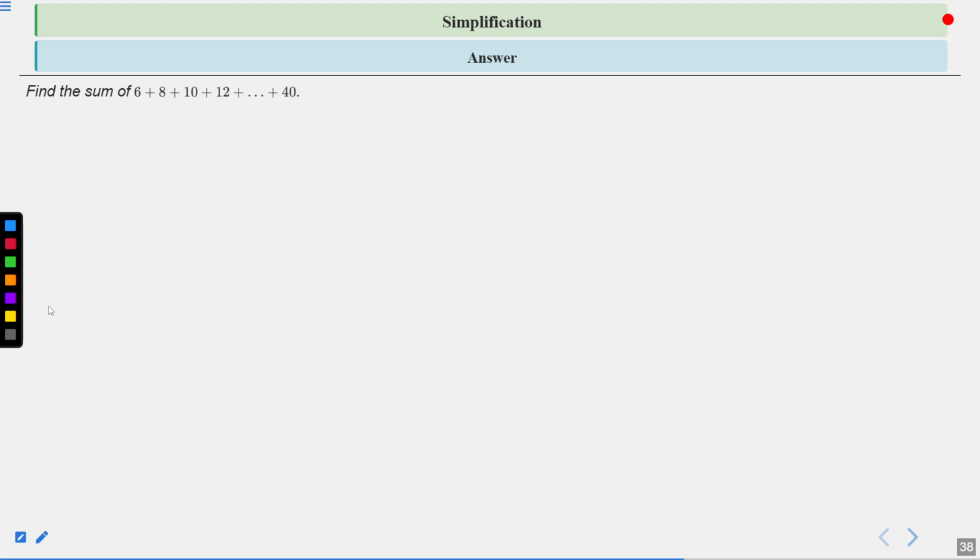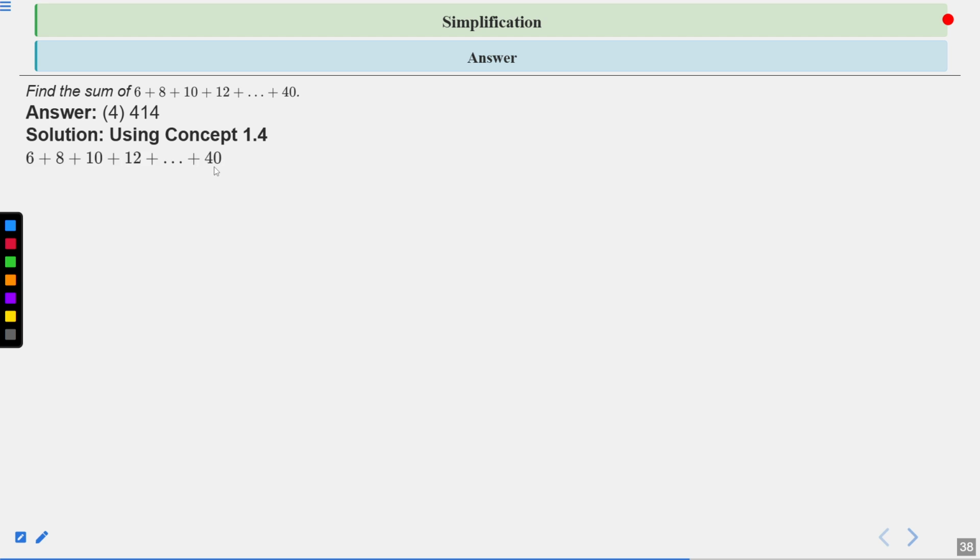So this is an arithmetic series, 6 plus 8 plus 10 plus 12 up to 40, because the difference between them is constant, which is 2. So we can simplify it by using the arithmetic progression. So the correct answer of this question is the fourth one, which is 414. Now see the detailed solution using concept 1.4 in this question.